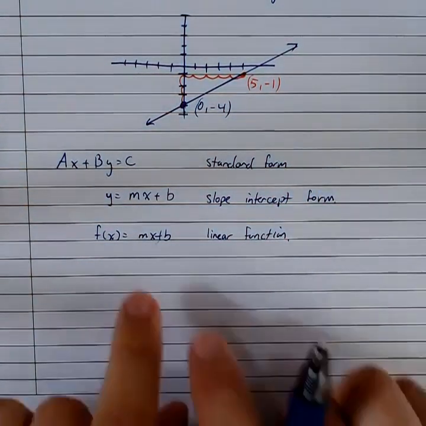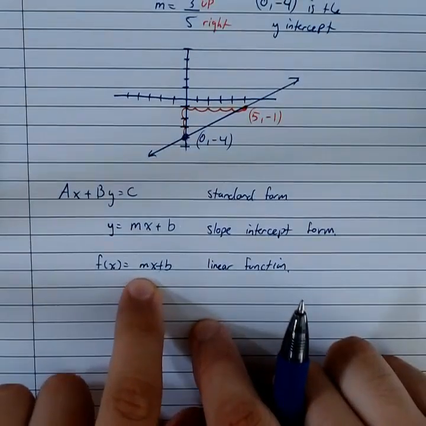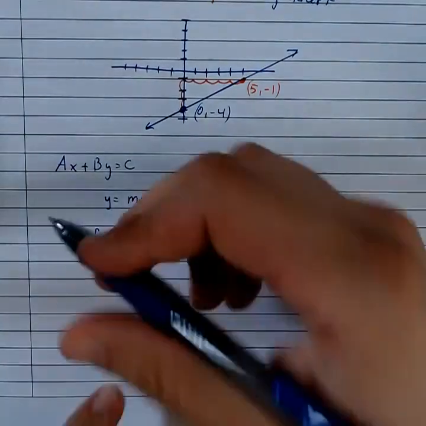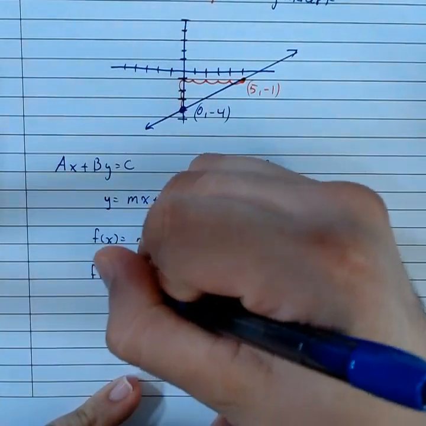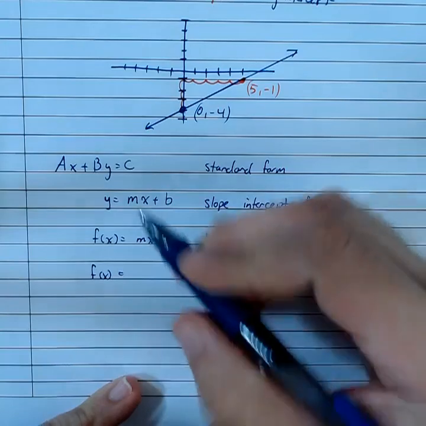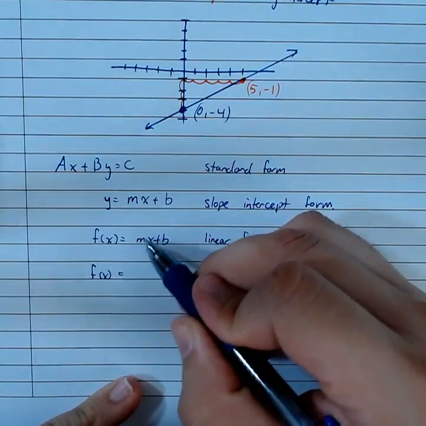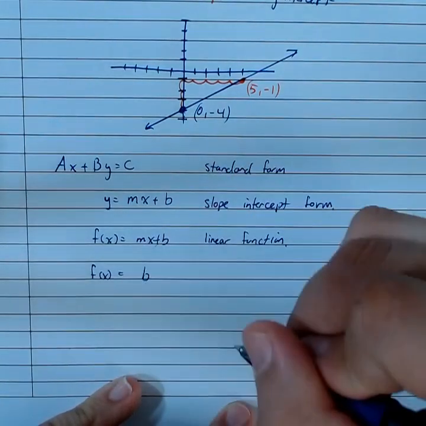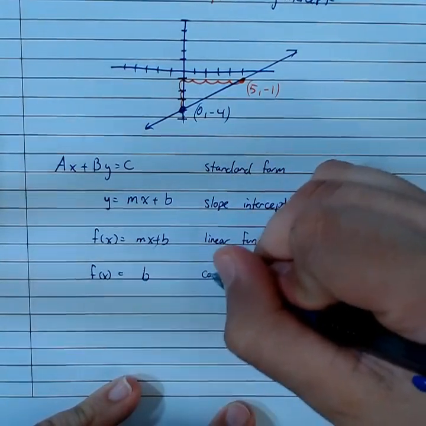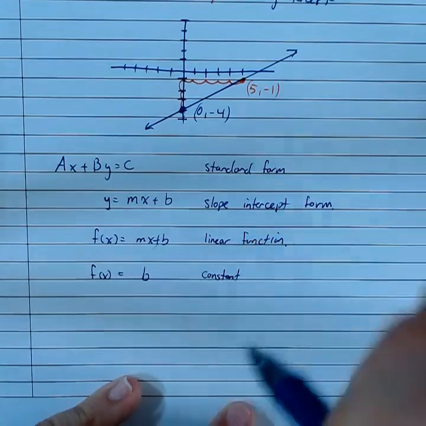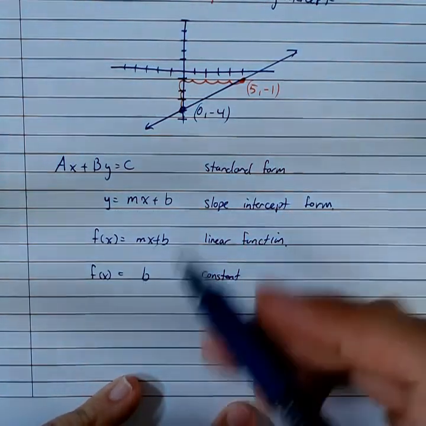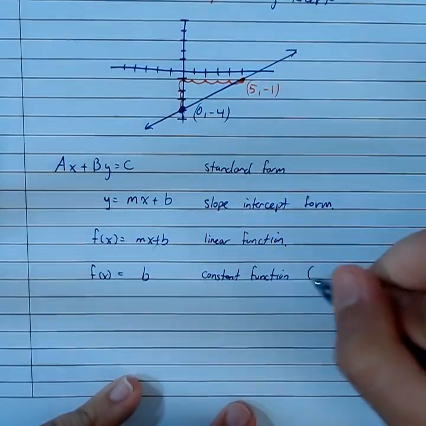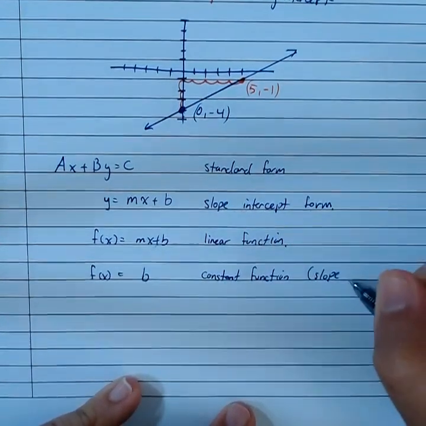Note that the slope can be any number, and that includes 0. So there is a special case of the linear equation where f of x is equal to just b. Because here, if m is equal to 0, anything times 0 is 0, and that just leaves us that constant. So here, this is called a constant function. It's a function that has no variable, just the constant. And this is what happens whenever the slope is equal to 0.